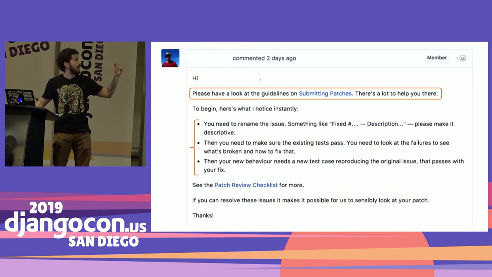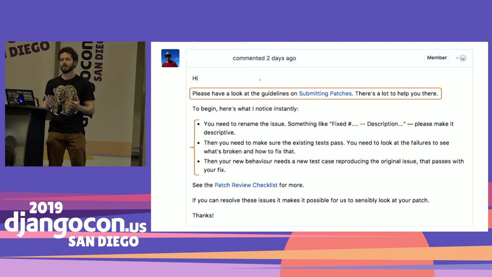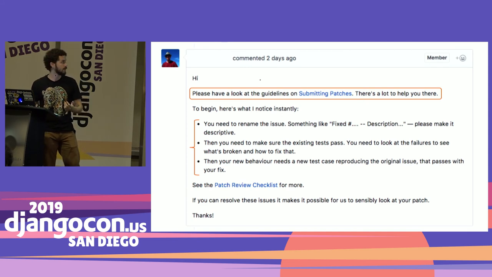Here's just someone suggesting for the person to look at the guidelines of the project. So having guidelines is also important for people to actually know how to contribute to a project.